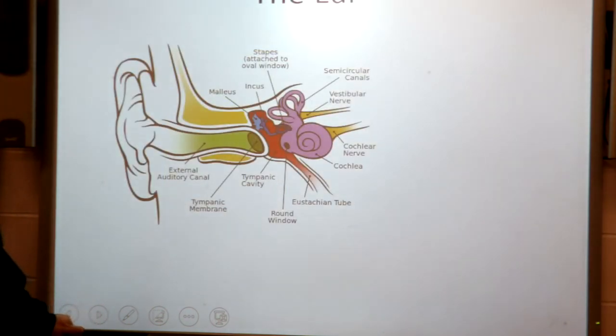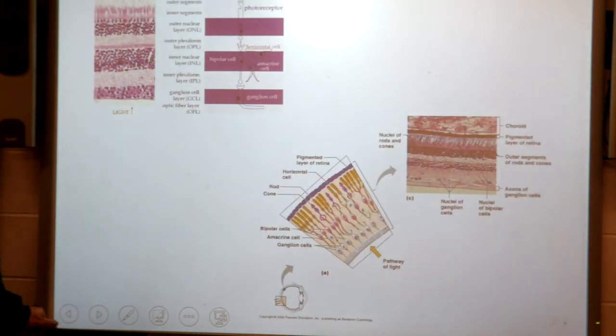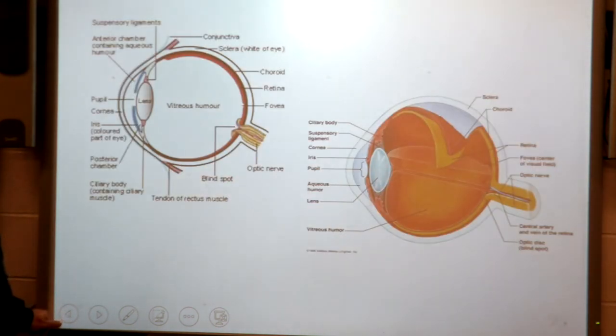That's your blind spot. And we don't have to do any ear stuff. So there is your microscopy of cells, cross-section of the eye. That's it.